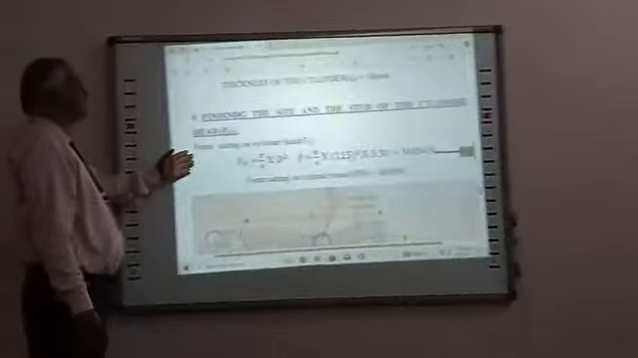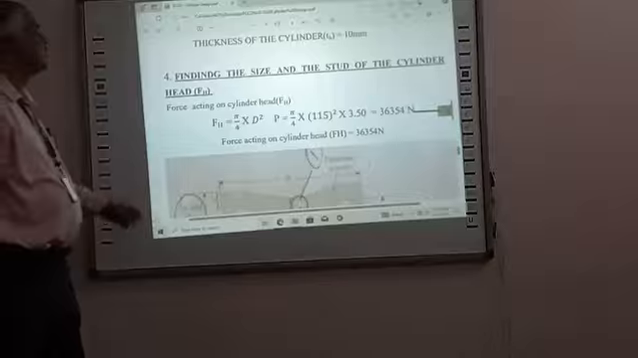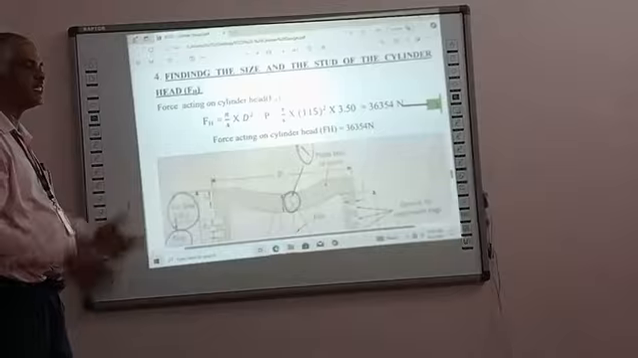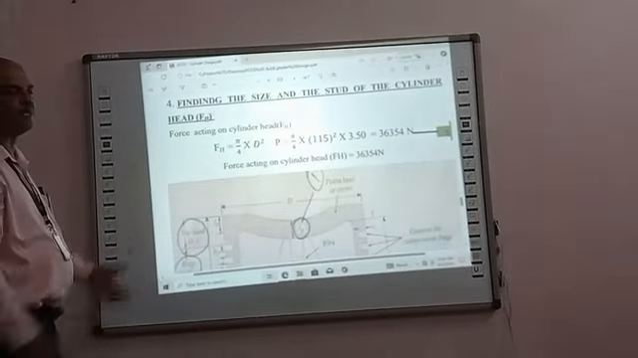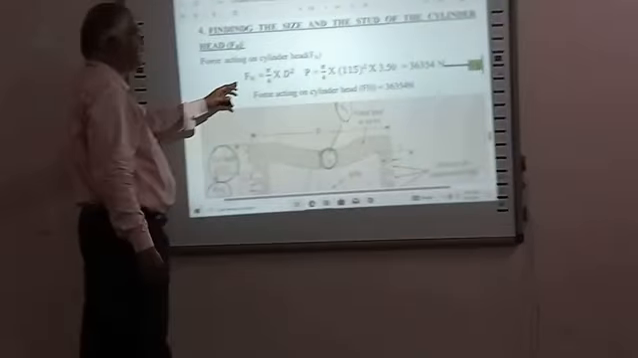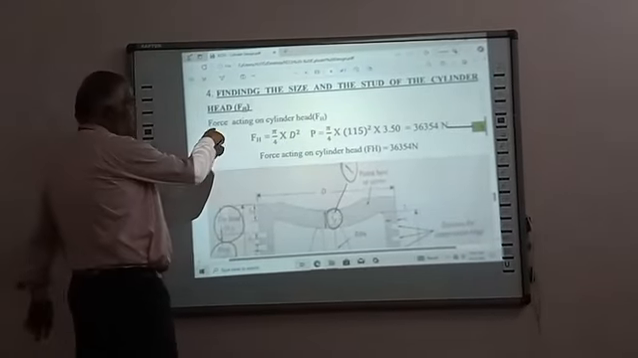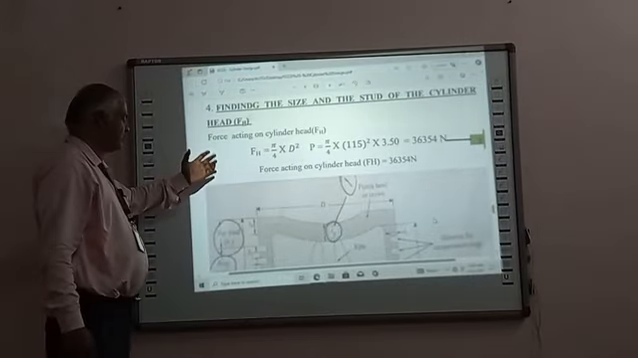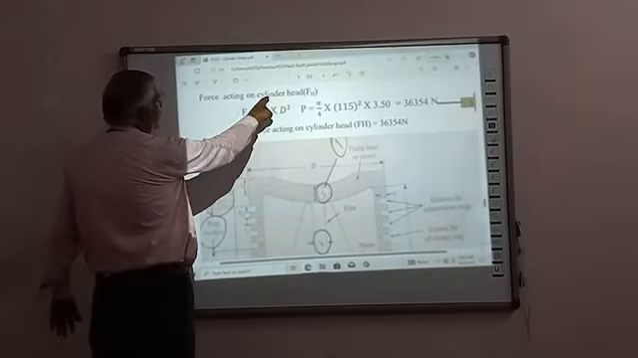The next parameter is to find the size of the stud, because the cylinder head is connected to the cylinder using studs. The stud is also very essential. If the stud fails, the cylinder will open, and the exhaust gases and steam will come out from the cylinder. So finding the stud diameter is very important. It is calculated by equating two parameters.